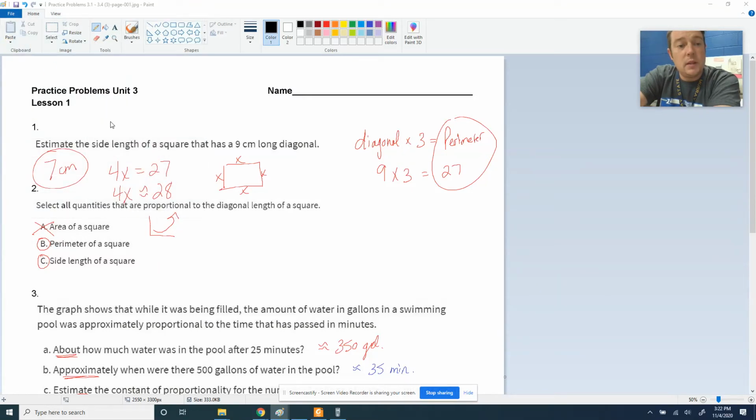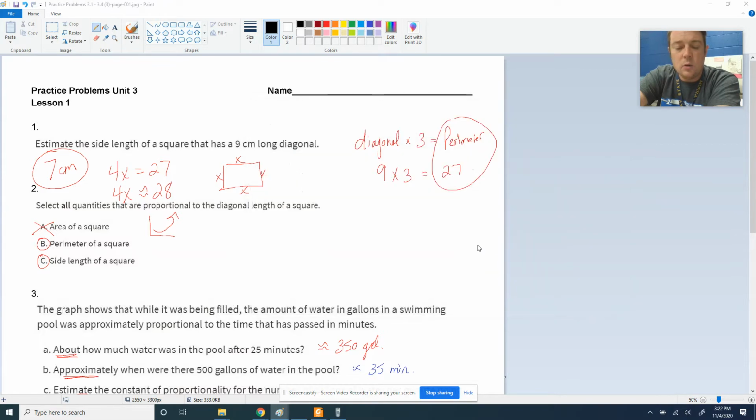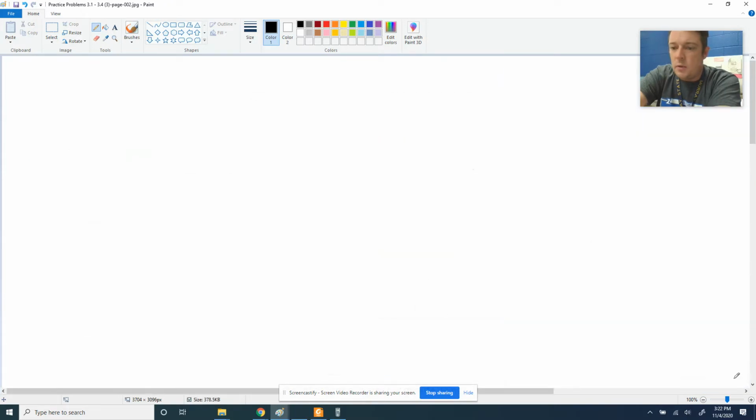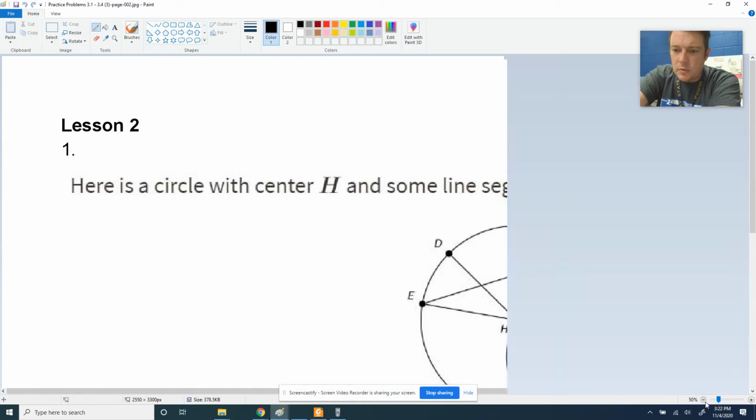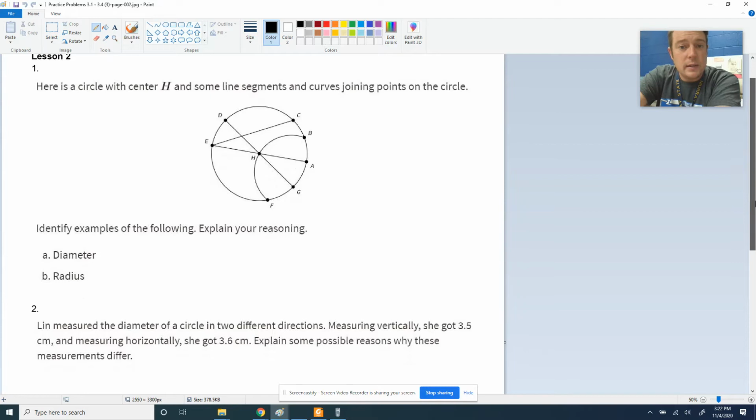We just wrapped up lesson number 1 from Unit 3. Now we're jumping into lesson 2 as I open it up here on my screen. And lesson number 2 jumps right into naming some different parts of the circle. All right, so we got to identify some things.